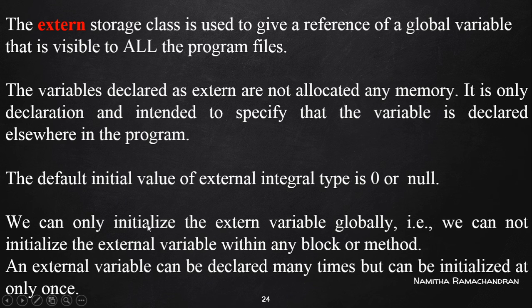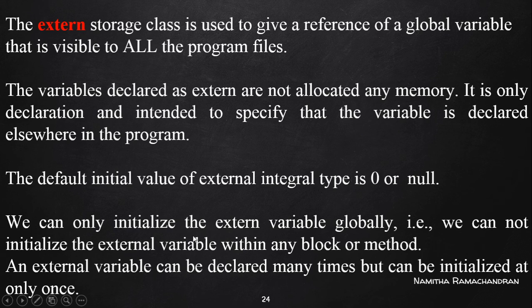It is actually an indication for the compiler that the particular variable is already declared somewhere in the program. So this extern keyword is a command for the compiler to find the location inside the program where that particular variable declaration is available. The default initial value of an external integer type variable is 0 or null. So the default value of an external type variable is integer 0.